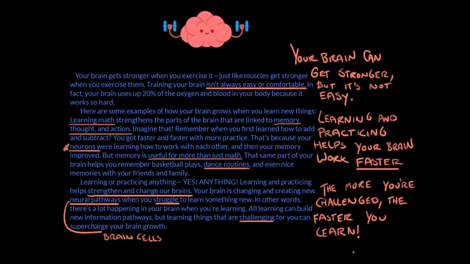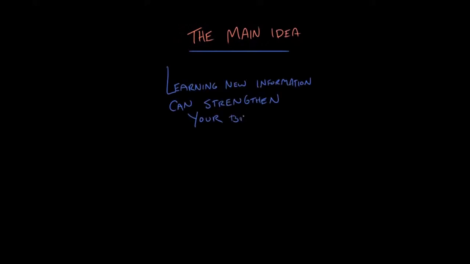So here are my paragraph summaries. Your brain can get stronger, but it's not easy. Learning and practicing helps your brain work faster, and the more you're challenged, the faster you learn. Putting those three things together, I would say that the main idea of this passage is that learning new information can strengthen your brain. Let's get a little thinky pinky back in there.